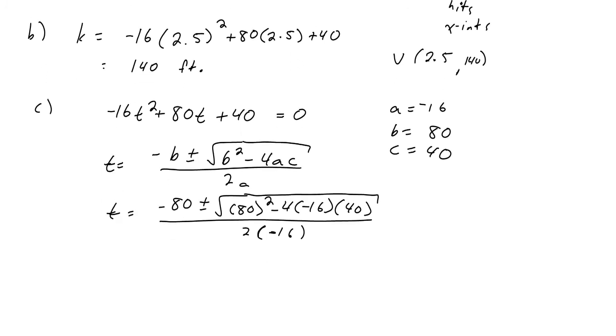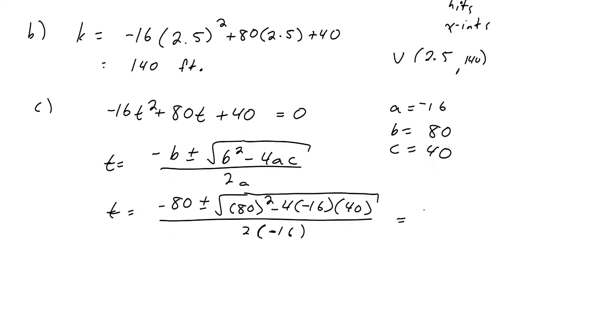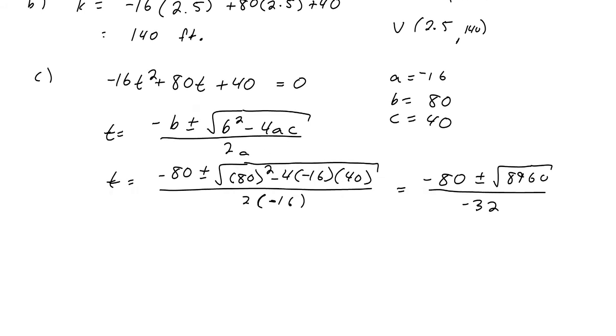All right, that simplifies to negative 80 plus or minus the square root of 8960, over negative 32. All right, now evaluating each of those, we get these two t values. And we have to round these. Negative 0.458 and 5.458 seconds.